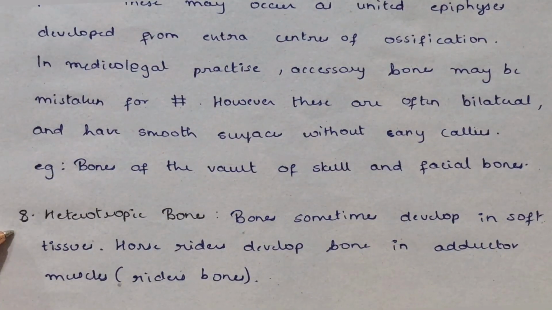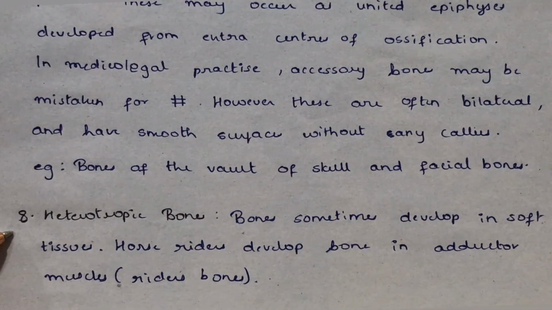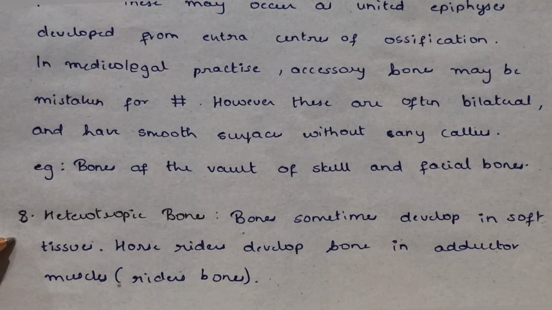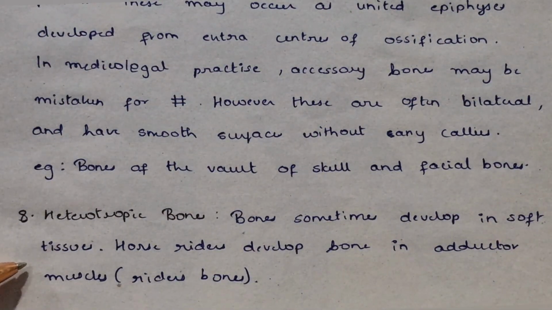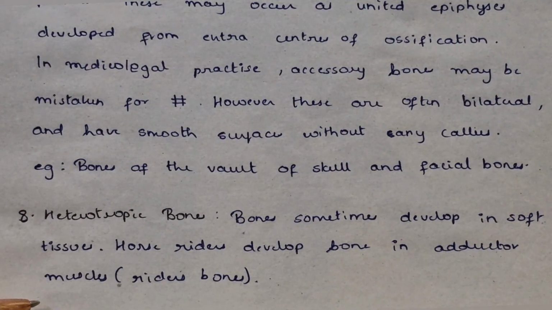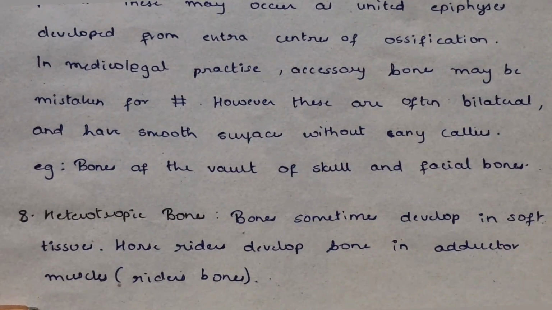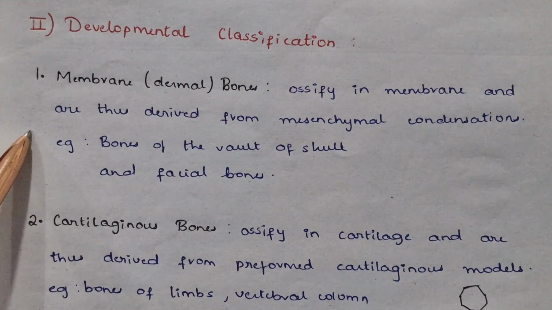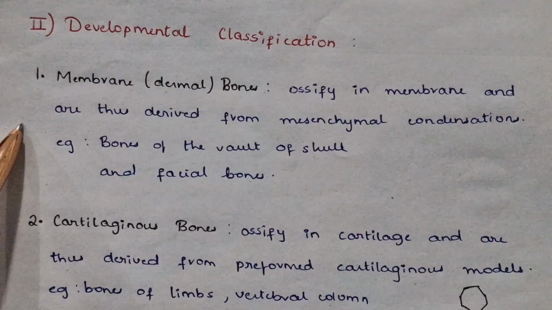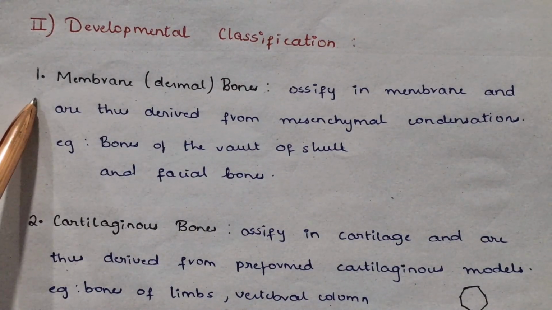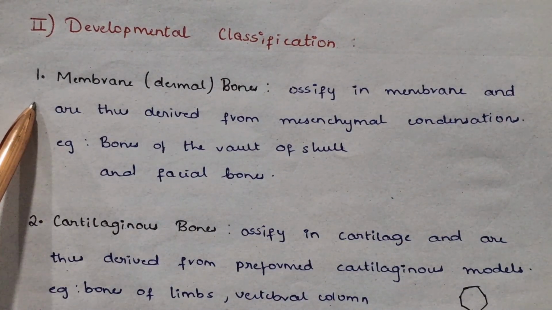The eighth one is heterotropic bones. These bones sometimes develop in soft tissues. Horse riders develop bones in adductor muscles, which are also called the rider's bones. The second one is developmental classification. Under this, the first one is membrane or the dermal bones.